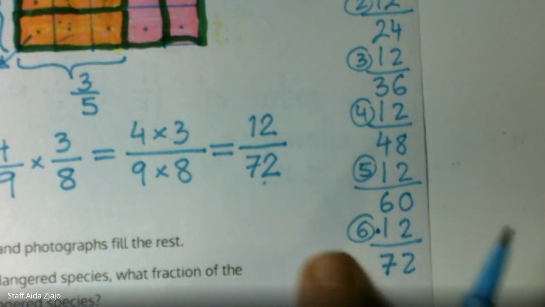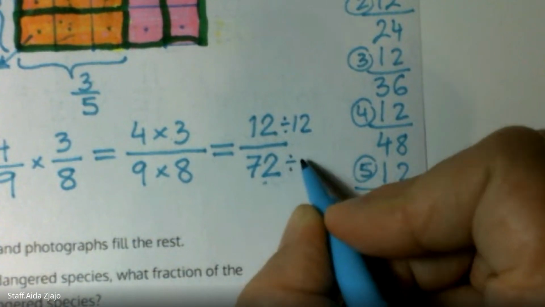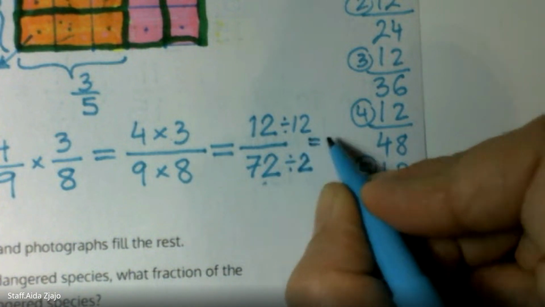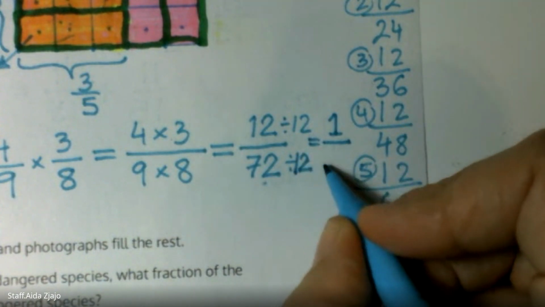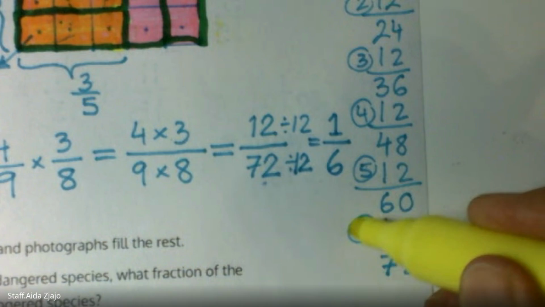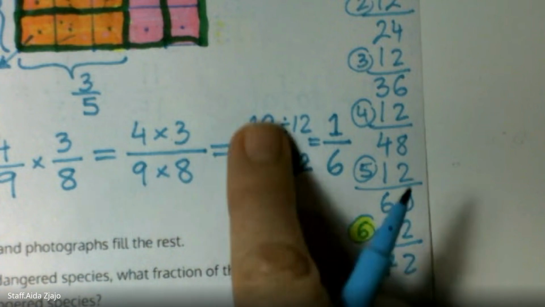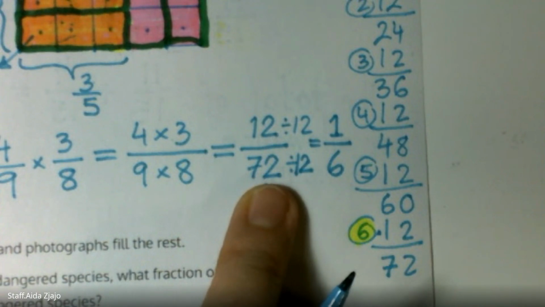So that tells me that I can divide by 12 the top and the bottom, and then I will have 12 divided by 12 is 1, and 72 divided by 12 is 6. What is important to simplify, because then you don't need to find a big greatest common factor for these.